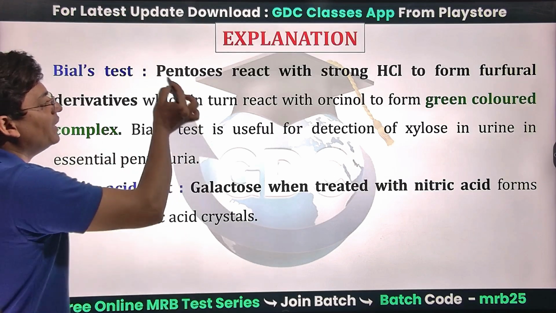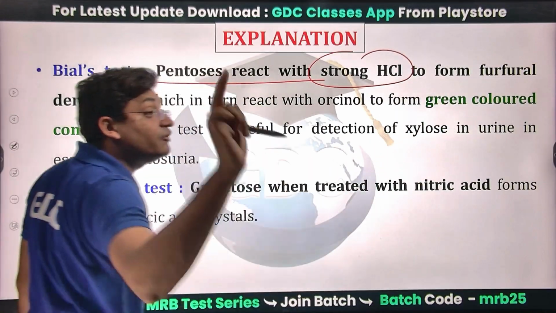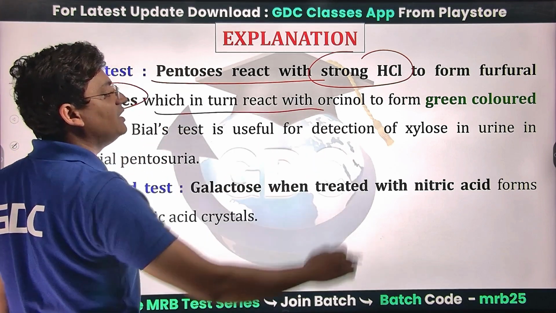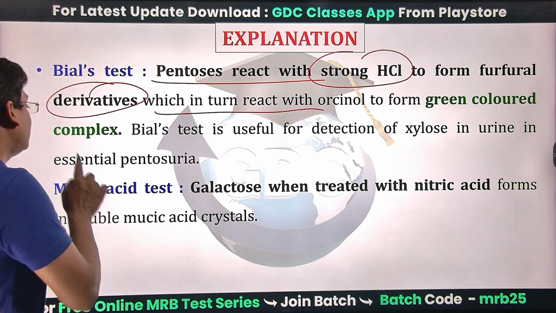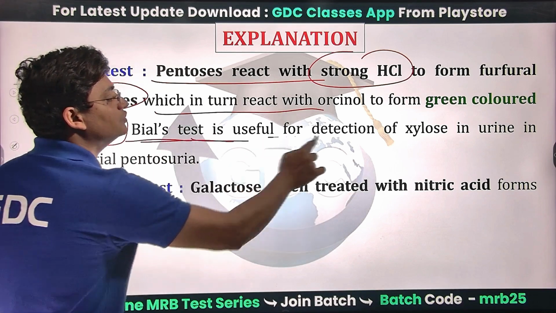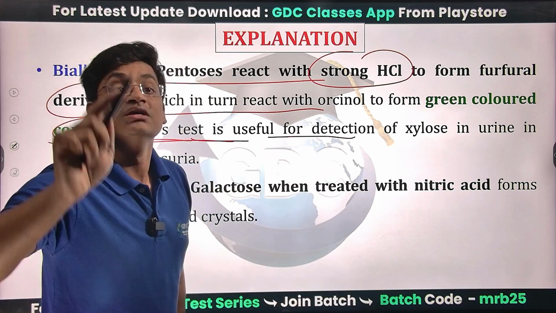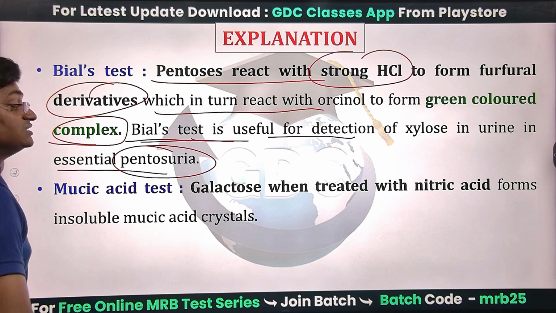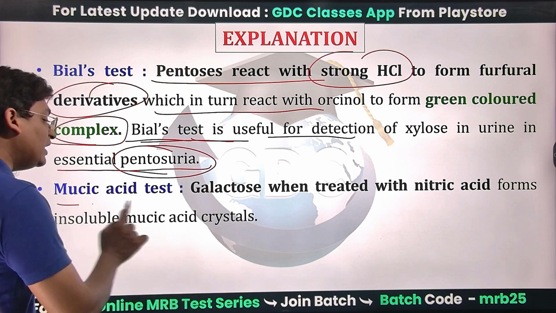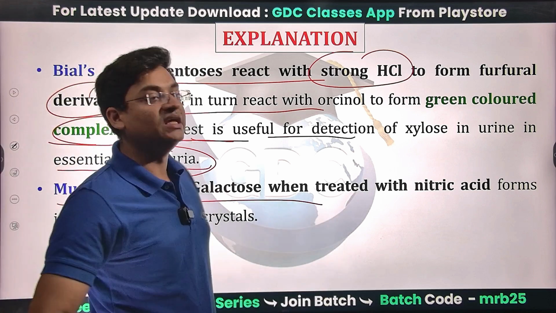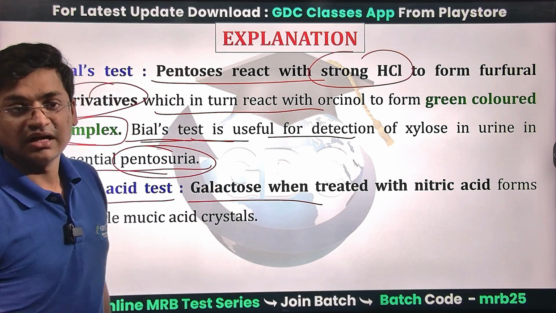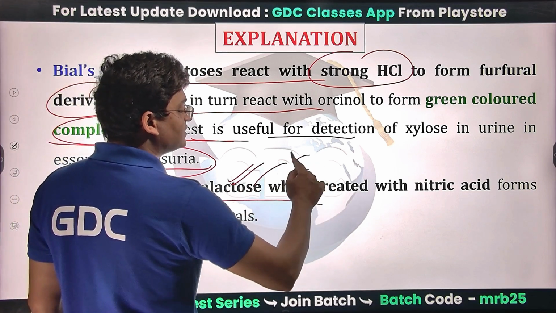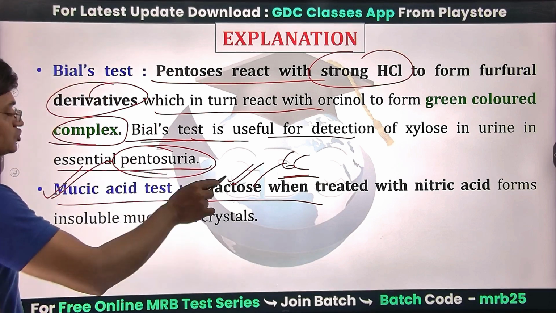Why Bial's test? Pentoses react with strong HCl to form furfural derivatives, which in turn react with orcinol to form a green colored complex. This Bial's test is useful for the detection of xylose in urine, essential for pentosuria. While for the mucic acid test, only galactose gives this test, and galactose is a 6 carbon structure, that is a hexose.